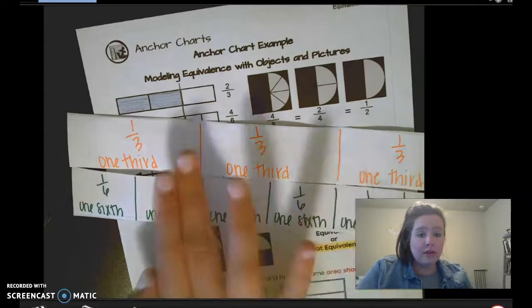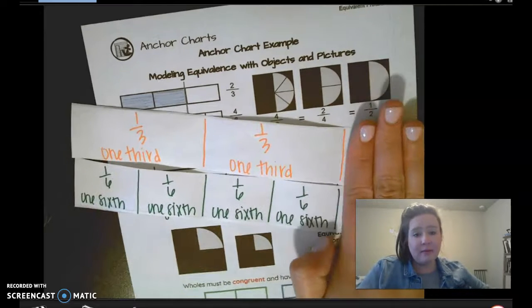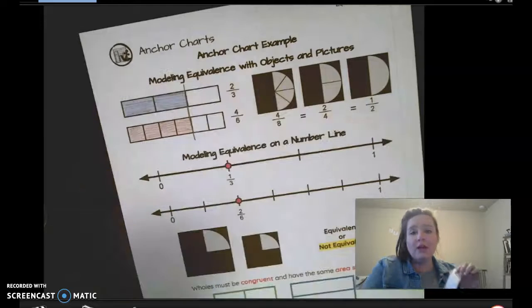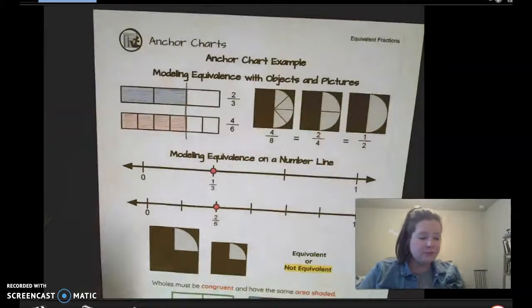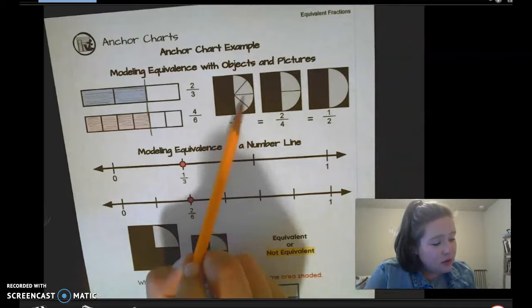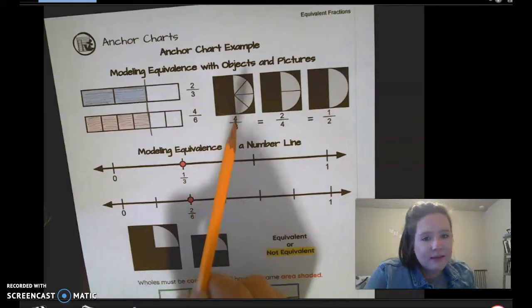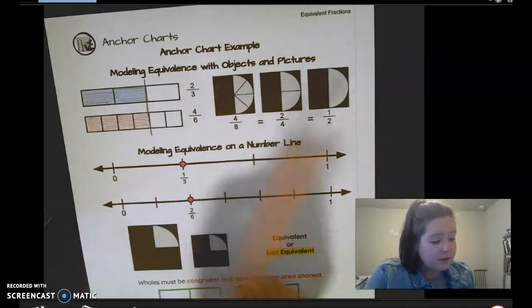So 2/3 and 4/6 are the same amount when your wholes are the same. Same thing here. 1, 2, 3, 4. There is this other part of the circle here, but that picture did not come out and I don't understand why.